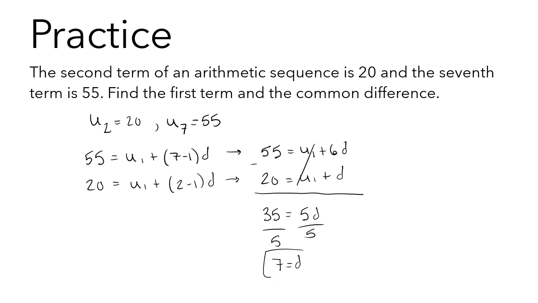So now you've got a key component, and you can now plug it back in and solve either one of these using what you know. Let's just use the second one. 20 equals u1 plus 7, because I know d must be 7. Just subtract 7 on both sides, you see your first term must be 13.